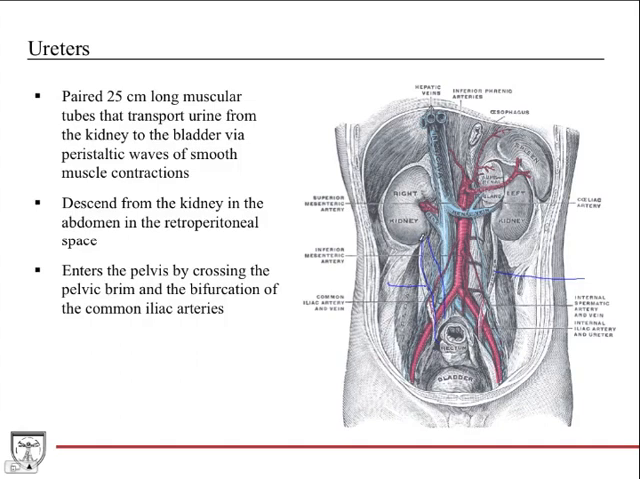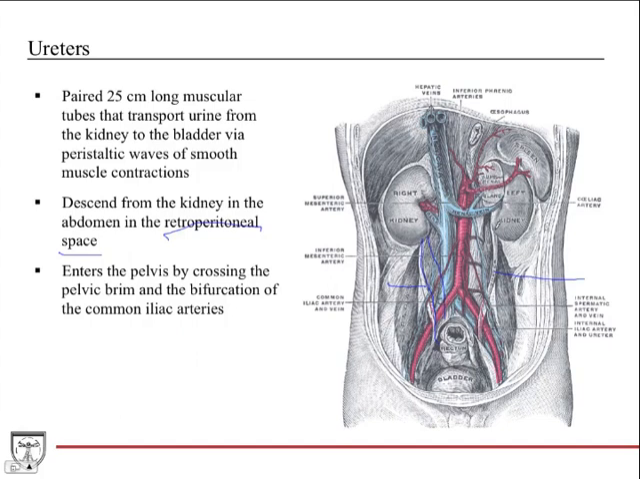When they're descending in the abdomen from the kidney, they're retroperitoneal. Very important concept, very important surgical concept. Whenever you're doing surgery in the pelvis, the surgeon always wants to identify the ureter and avoid injuring it, and we'll talk about why that's important in a second here.